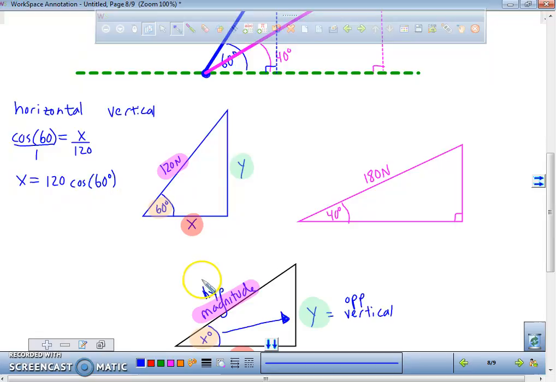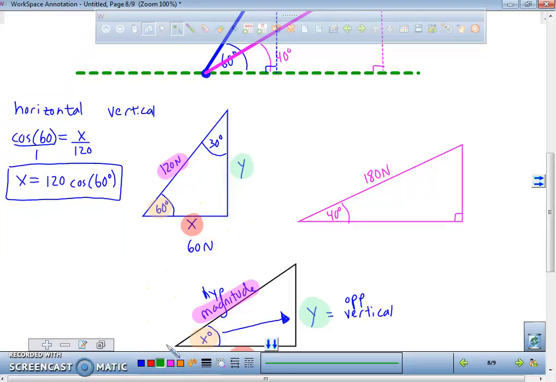Now some of you out there already realize that this is a 30, 60, 90 triangle, and you're like, why are you using trigonometry to solve for 30, 60, 90? Because we're practicing our trig. That's all we're doing. Understand, if you type that in the calculator, you will get x is simply equal to 60. So our horizontal component is 60.